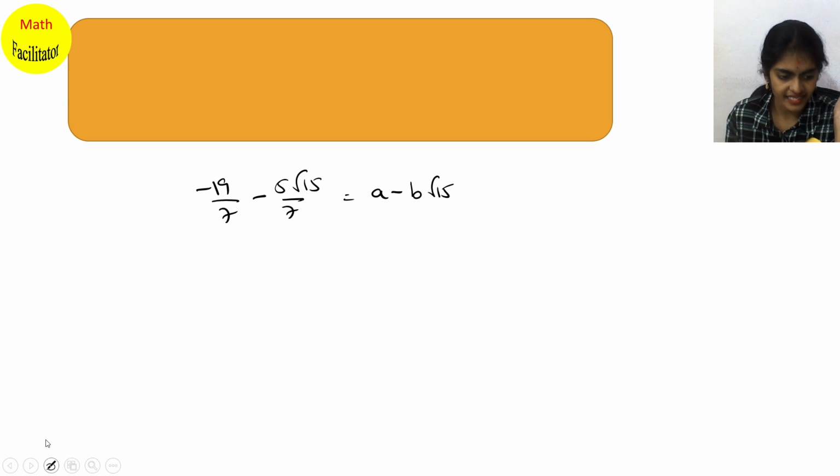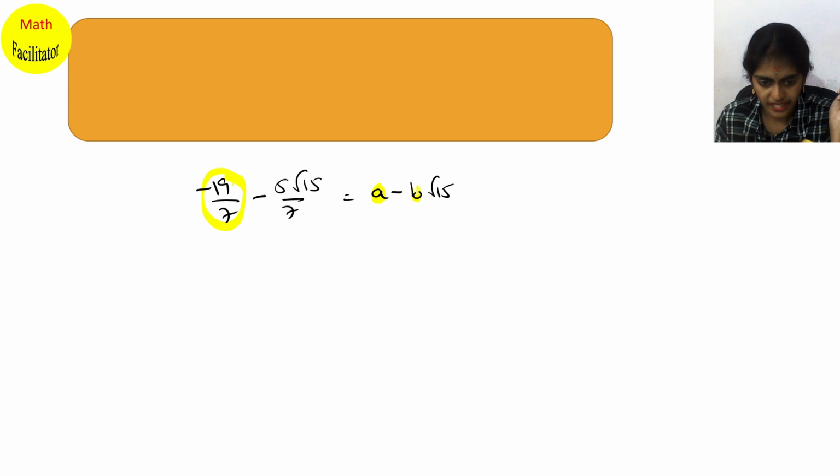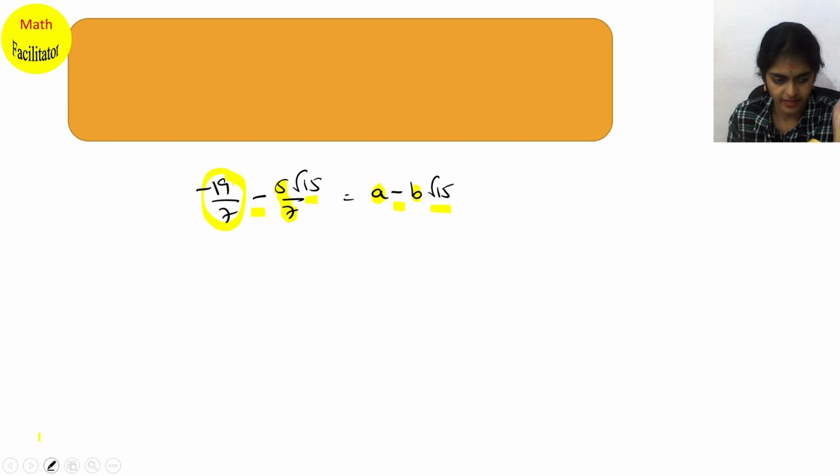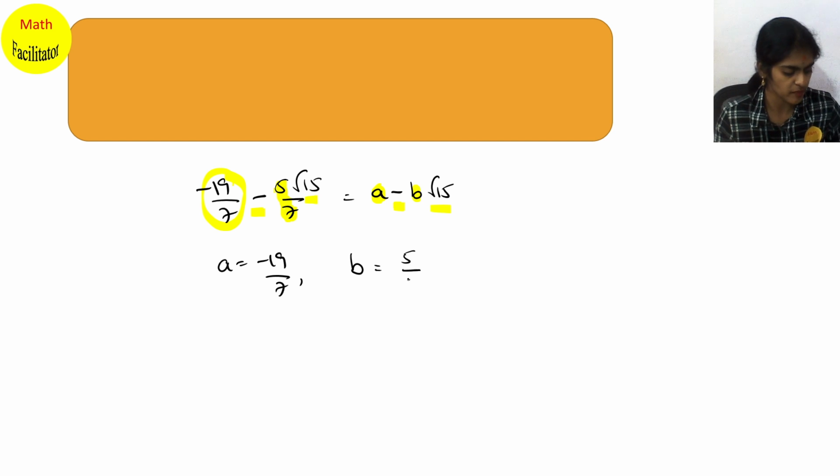So just compare and see. In the place of a, I have minus 19 by 7. In the place of b, I have 5 by 7. See, root 15 you have it here. You have minus in between, so minus is there. So in the place of b, you have 5 by 7. Did you all get this point? So in the place of a, I have minus 19 by 7. In the place of b, I have 5 by 7.